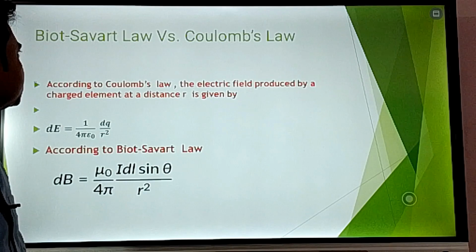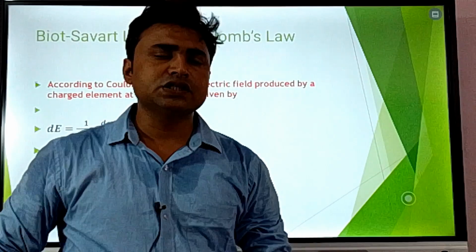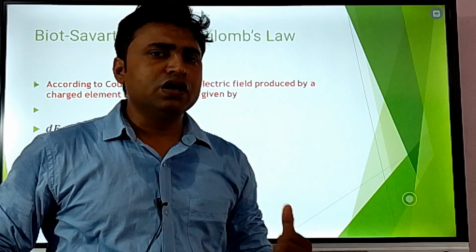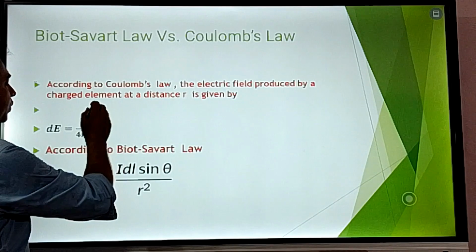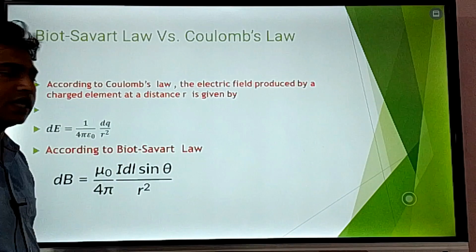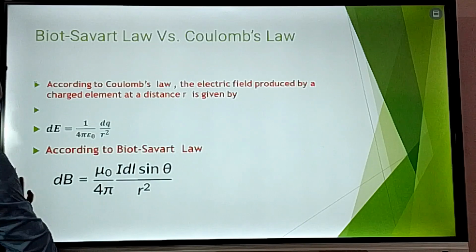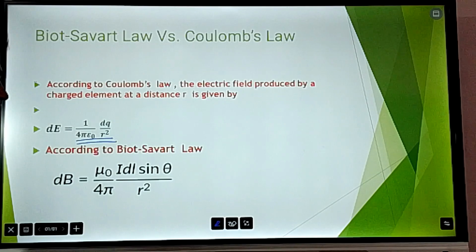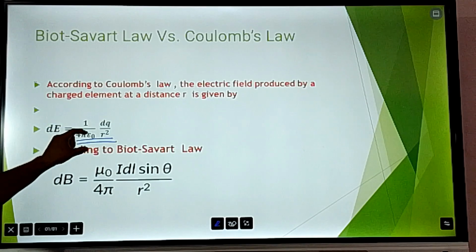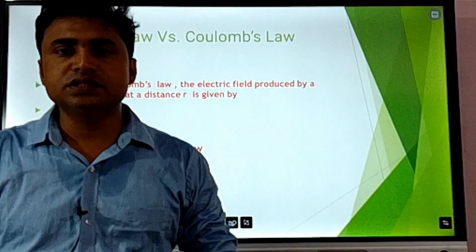This is in your syllabus: Biot-Savart law versus Coulomb's law. In case of Coulomb's law, the electric field produced by a charge element at a distance r is given by 1 by 4 pi epsilon naught, dq by r squared. This is the formula of the electric field, and in case of the electric field, charge is the source.